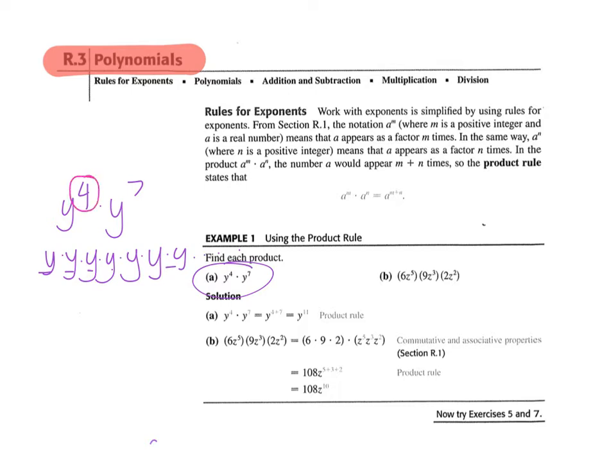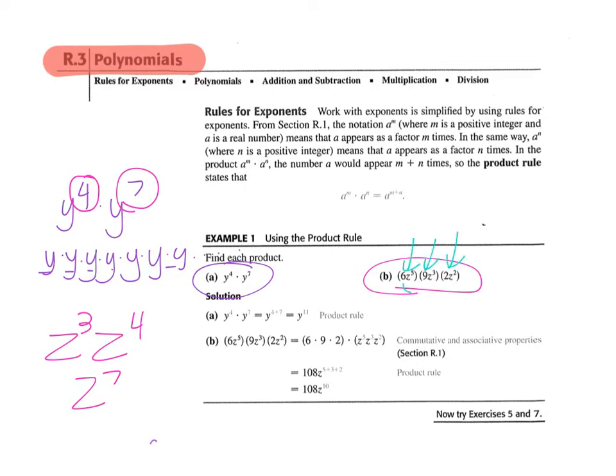So when you have two variables or numbers, anything with the same base, and you multiply them, you simply combine the exponents by adding them. So something like z to the 3rd times z to the 4th would be z to the 7th. And then example B here has coefficients on the front, so you would just multiply out the coefficients: 6 times 9 times 2, which is 108, and then there's z to the 5th, z to the 3rd, z to the 2nd. Add your exponents. 5 plus 3 plus 2 would be z to the 10th, which is where this answer comes from.